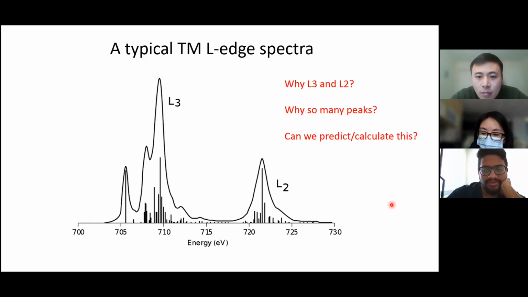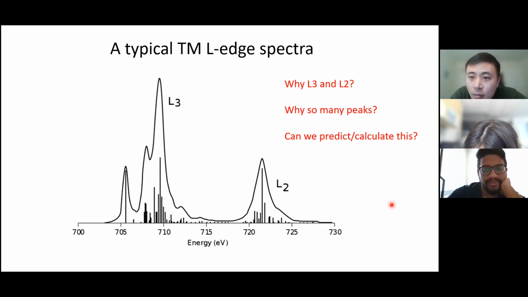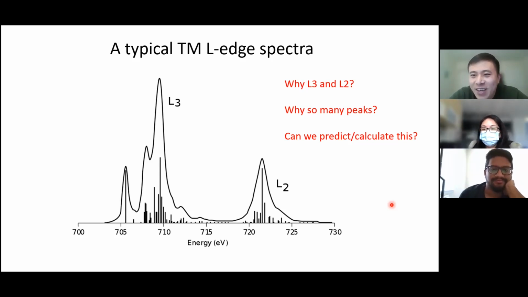So usually the L edge splits into 2 bands, like the L3 and L2. I was trying to understand how the L orbitals separate into 2 different energy levels, L3 and L2. Yeah, that's something I promised that we'll be discussing, but apparently I didn't get to it in this lecture.